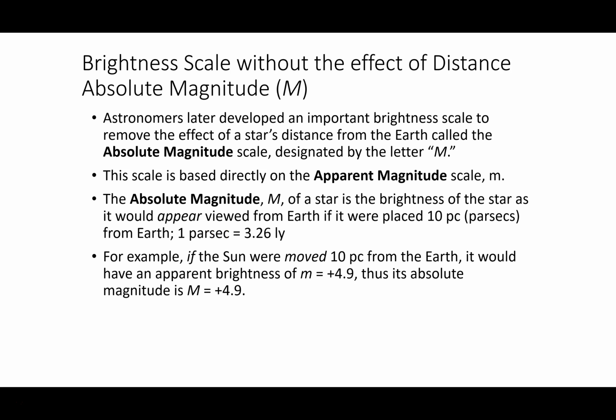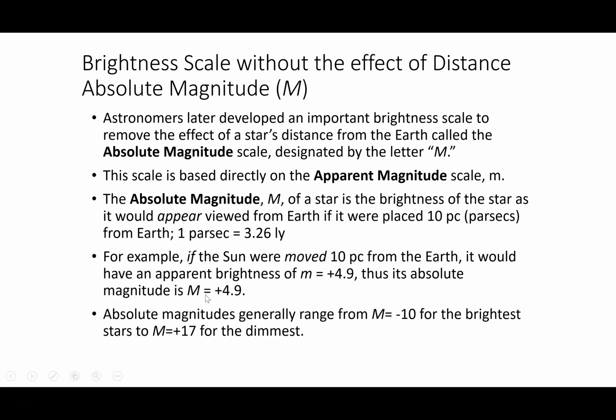Let's see, I have an example here. So for instance, our sun is like a -27 apparent magnitude, which makes sense because it's so bright. But if we were to relocate, and I don't suggest us doing this, the sun, instead of 1 AU from us, 3.26 light years from us, it now would appear as if it were a +4.9, which is a lot dimmer than -26. So then that means its absolute magnitude is +4.9.